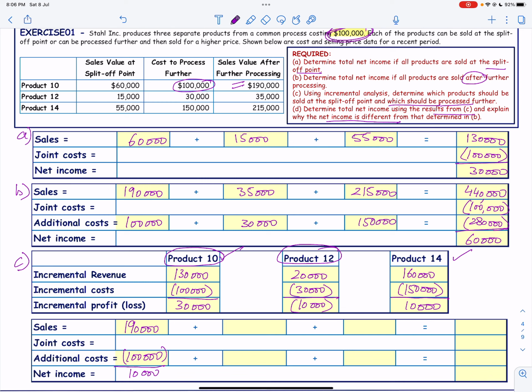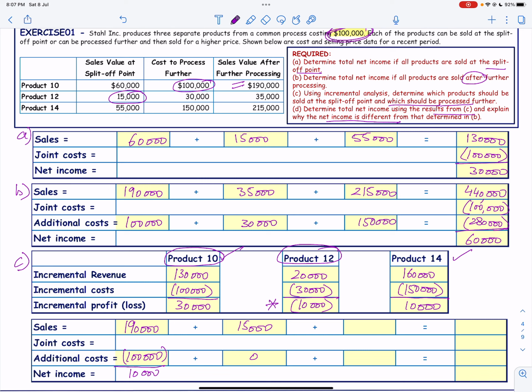Then for product number 12, it is making a loss if we further process, so it should be sold at the split off point, and the sales value for product B is 15,000. There will be no additional cost in this case.